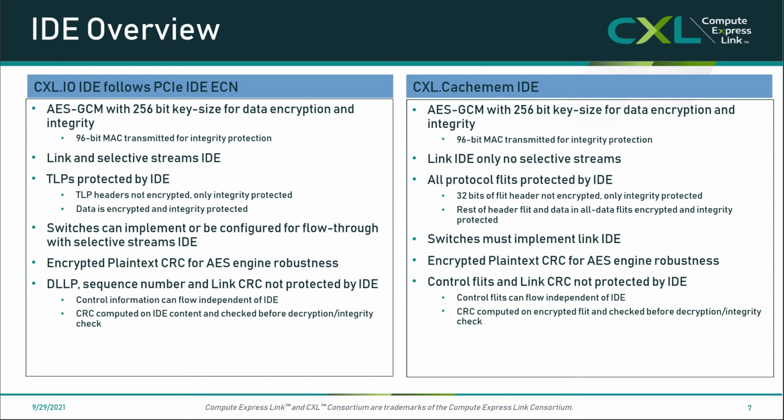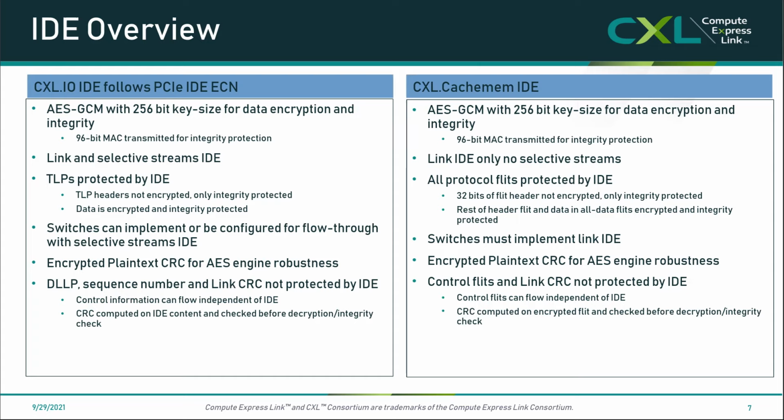Now, both CXL.io IDE and CXL.cache.mem IDE really protect the protocol flits, right? And anything that is more control messages or control information, things like DLLP, sequence numbers, or link CRC in the case of CXL.io, or control flits or link CRC in the case of CXL.cache.mem protocol, are not protected by IDE. These flow independent of the IDE. So these are some common things between the two.